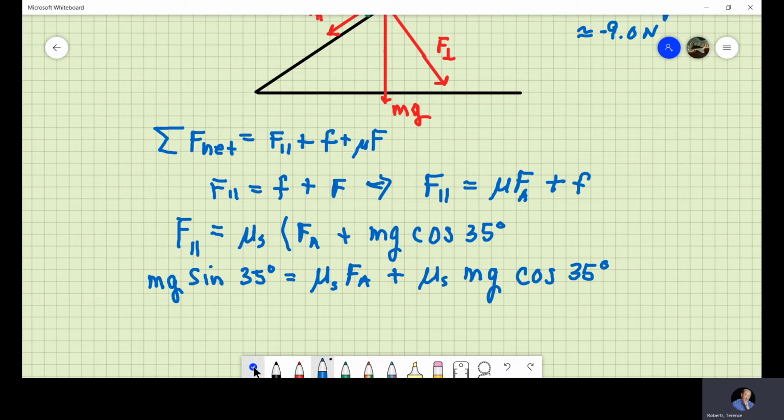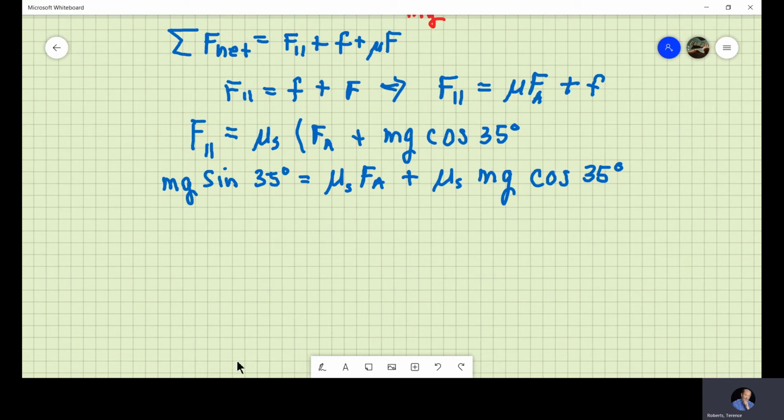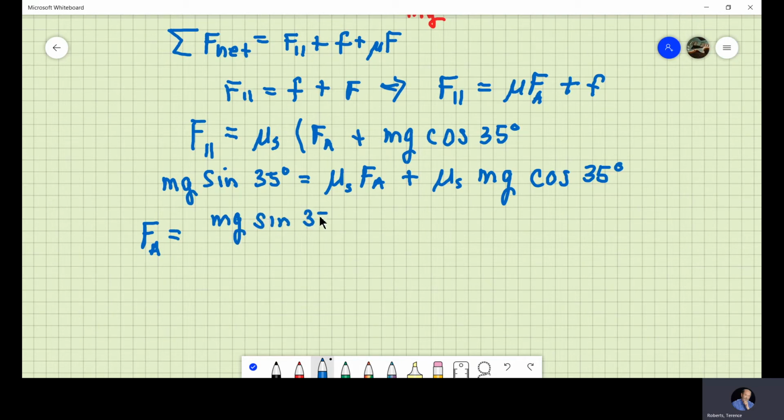So all we need to do now is to solve for Fa. In this case, Fa is going to be equal to mg sine 35 degrees divided by mu s minus mg cosine 35 degrees. So all I did is solve for Fa here. So let's put in the numbers.